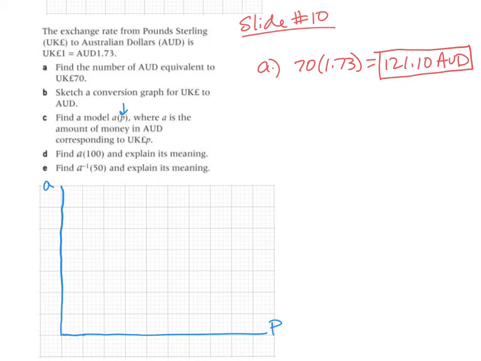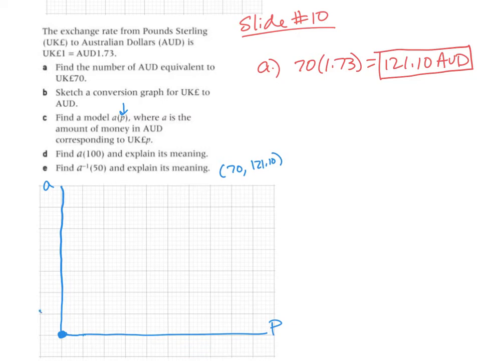Okay, and then let's use a couple of points we know. Well, 0 pounds would be worth 0 Australian dollars. So I'm going to go ahead and use the origin as one of my points, and then we can use this point. Remember, 70 pounds is the same as 121.10 Australian dollars. Oh, you know what I forgot, a scale.